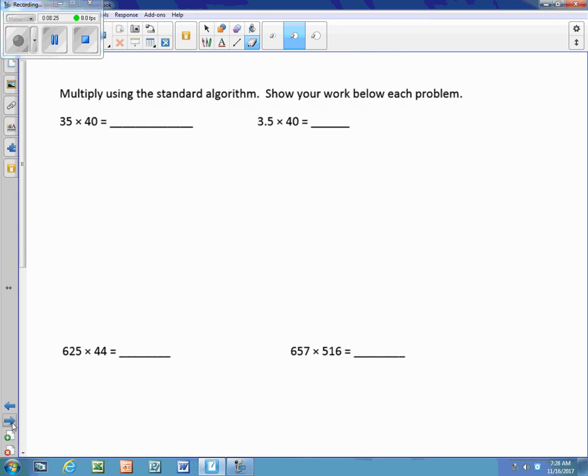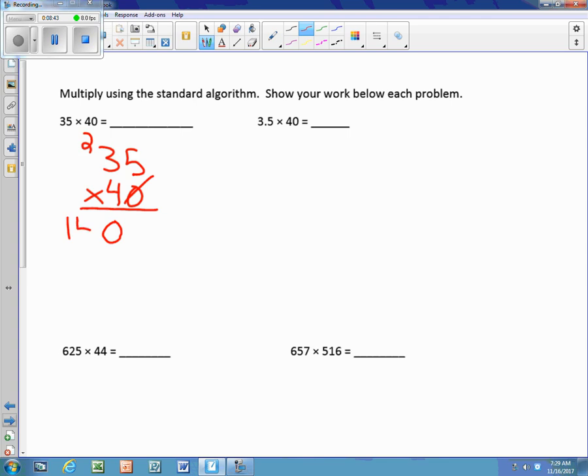Next, we're going to use our standard algorithm, which is the way that we all know how to multiply without using all partials. So we set it up, and we've always said we can ignore the zeros. So 4 times 5 is 20, and 4 times 3 is 12, plus 2 is 14, and we have to remember to put that 0 back in, and we end up with 1,400. We must show that work because it says to show your work below each problem.